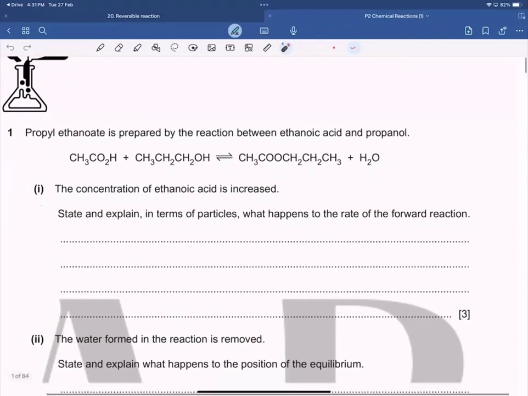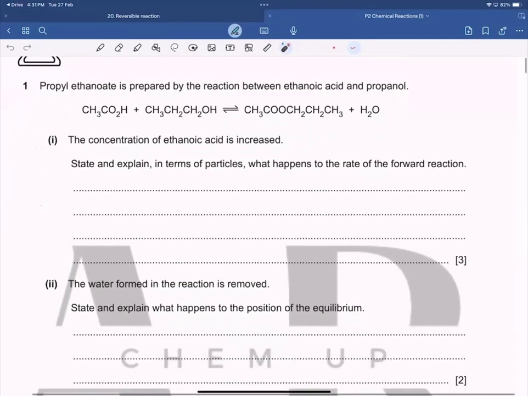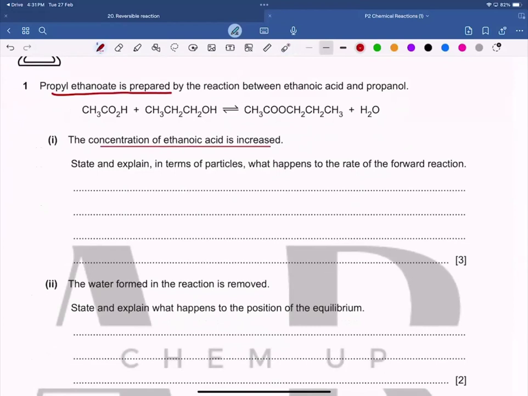So look at this question, that the concentration of ethanoic acid is increased. Okay. So what they told you is that the concentration of ethanoic acid is increased, and over here propyl ethanoate is prepared. So it clearly indicates that this is your product. By the reaction between ethanoic acid and propanol, so it means these two are reactants. Is this understandable to all of you?